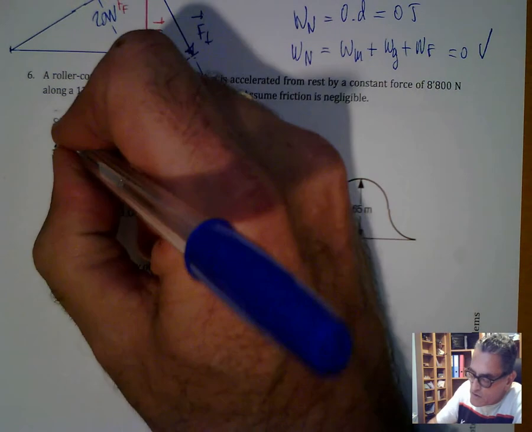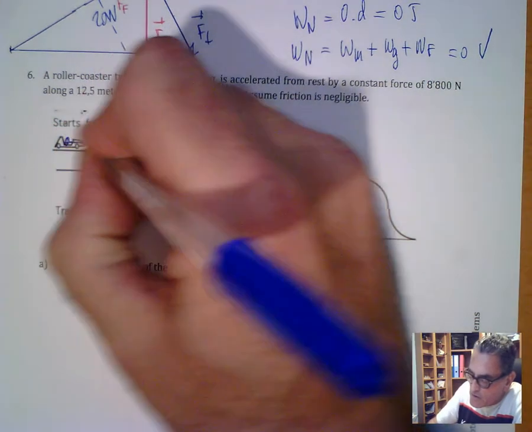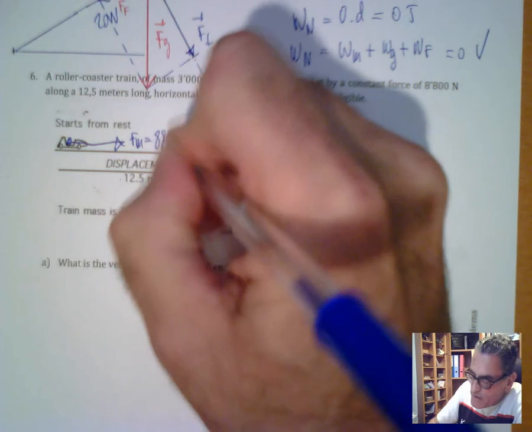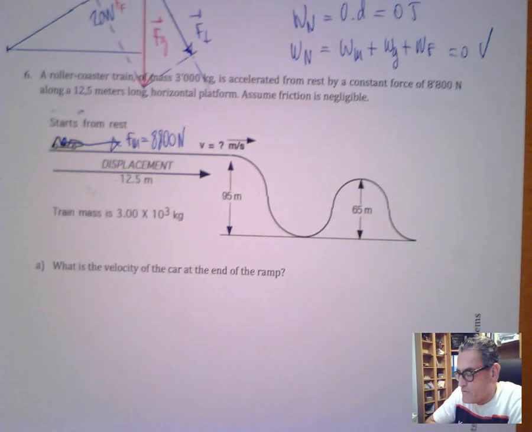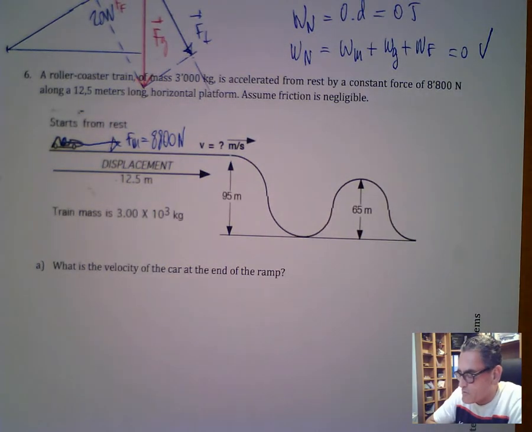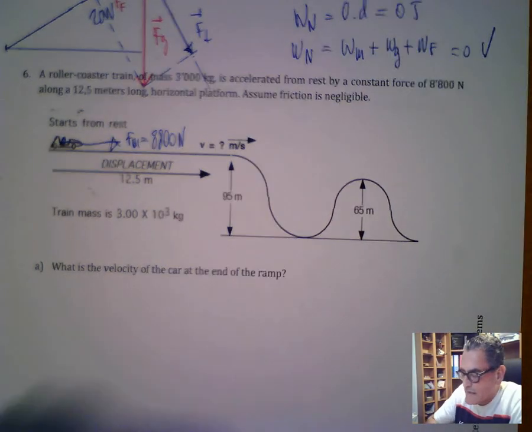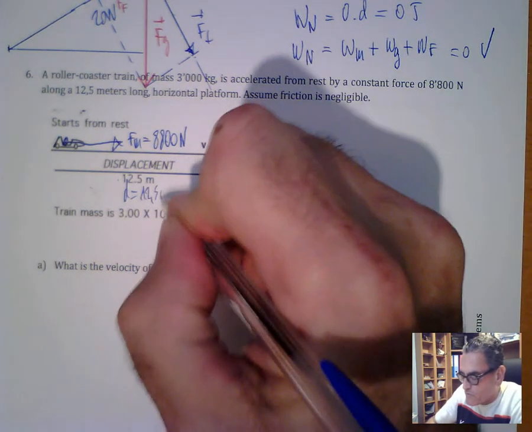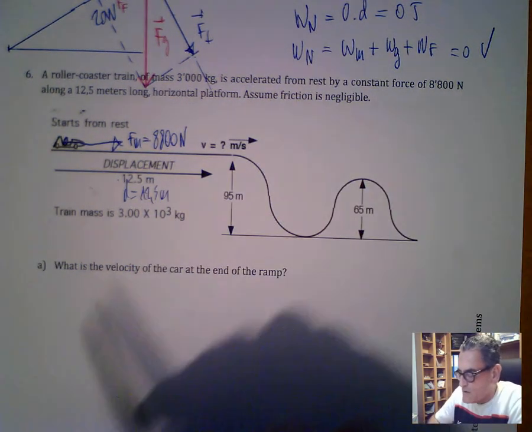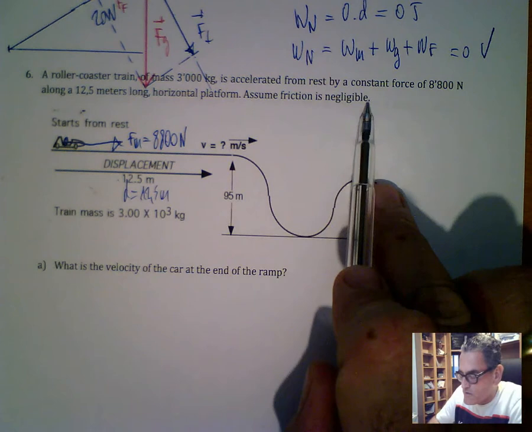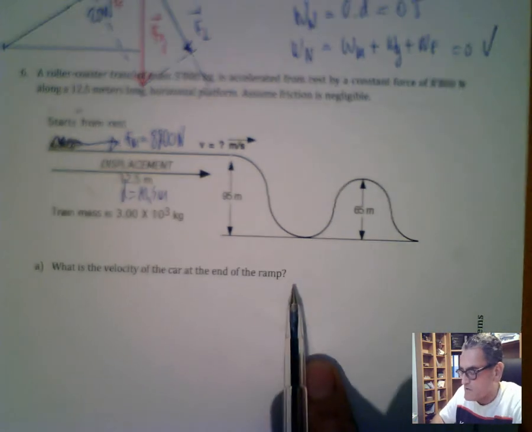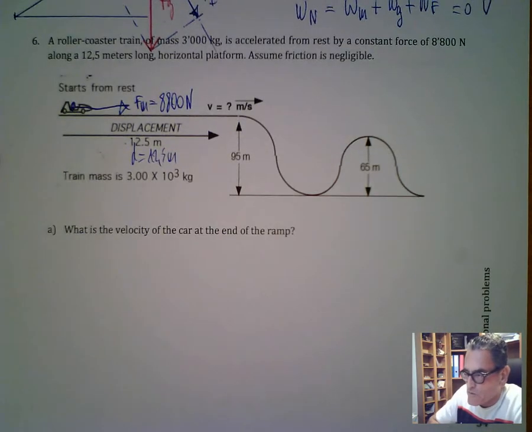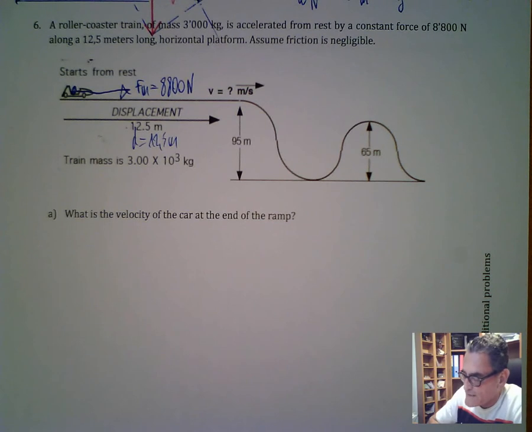So here on this car we have a motor force, the intensity of which is 8,800 newtons. And the distance here, the d, is 12.5 meters. Assume friction is negligible. Question A, what is the velocity of the car at the end of the ramp? Let's try to do it nicely with formulas.